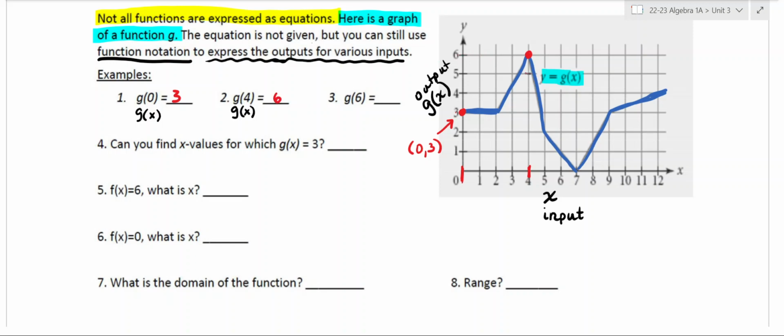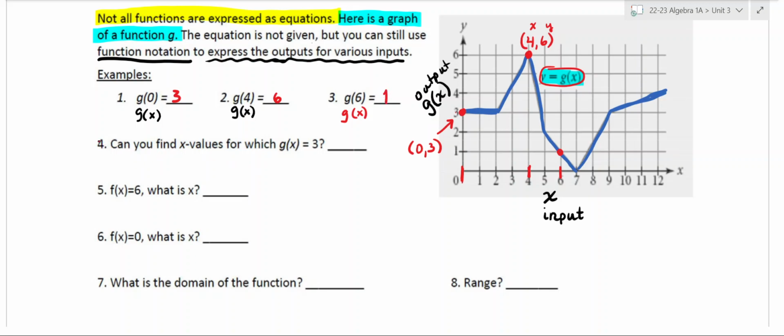Think about it. This point right here, what's the ordered pair? The ordered pair is 4, 6. This is x, and this is what we normally consider to be y. Remember that y is the value of the function. Again, g of 6. So what is the value of the function when x equals 6? X equals 6 right here. The function is right there. So that means the value is 1.